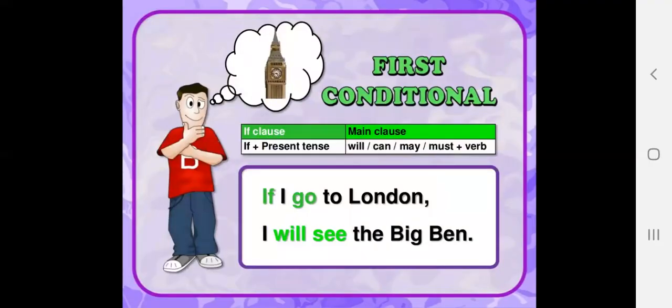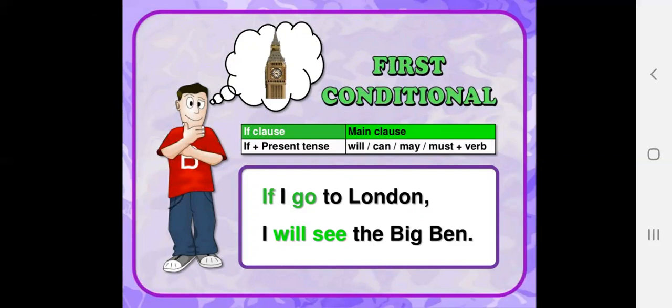After the zero conditional, which talks about the obvious fact, we talk about the first conditional sentence. In the if clause, we use the present tense, and in the main clause we use will, can, may, must, and the first form of the verb. An example is, if I go to London, I will see the Big Ben.